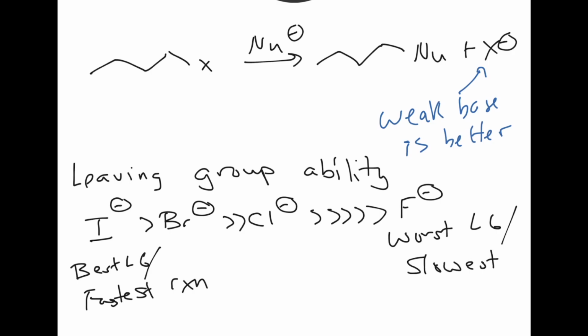To give you a sense of scale, if we set the rate for fluorine to 1, the rate of an SN2 reaction with iodide is 30,000 times faster. The difference between fluorine and chlorine is a factor of 200. The difference between bromine and chlorine is a factor of 50. It's like 1, 200, 10,000, 30,000. As these get bigger, they become better leaving groups, because they are weaker bases.